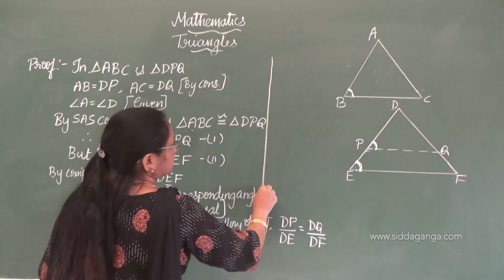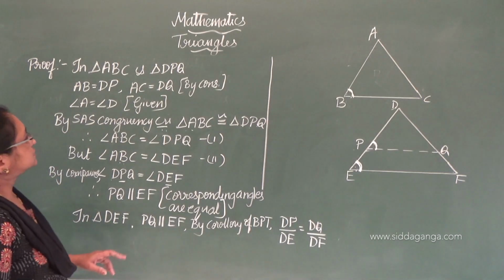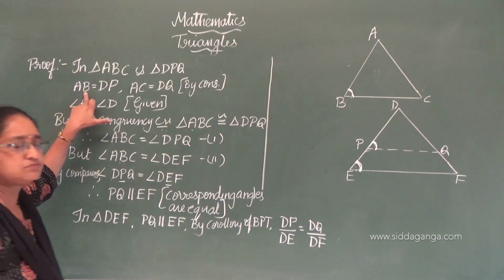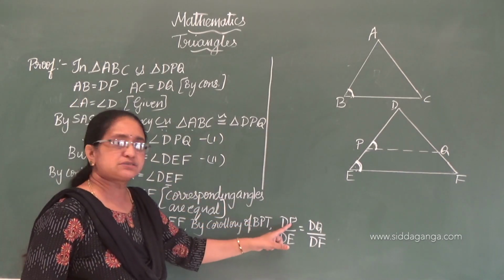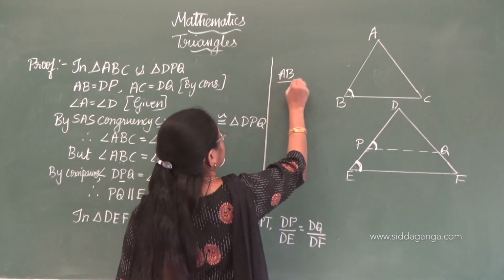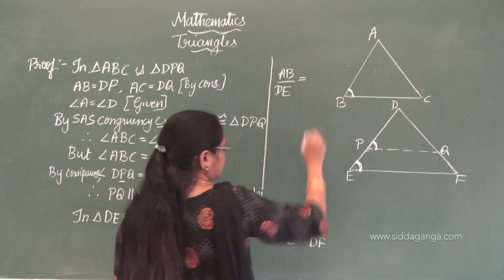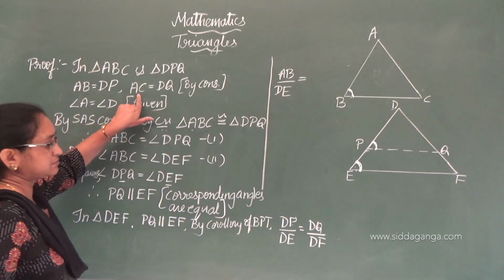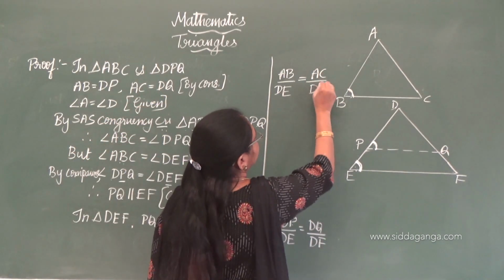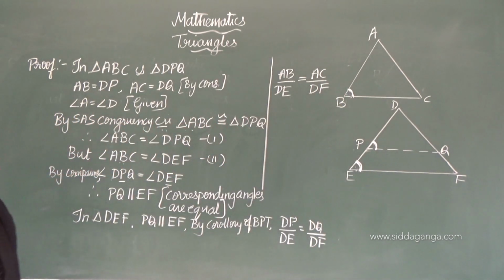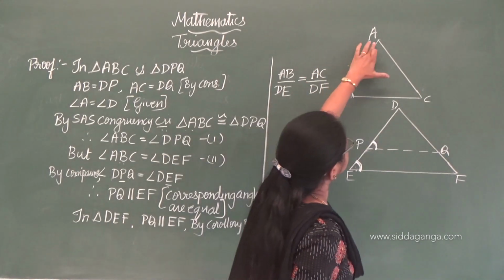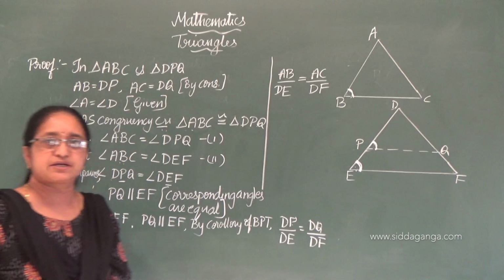Okay. Now let me continue, let me use this part now. See, actually dP is what? Nothing but AB. Do you agree? By construction. So can I replace this dP? Now dP is replaced by AB, so AB by DE is equal to dQ, which can be replaced by AC, by DF. AB by DE is equal to AC by DF. Do you agree?